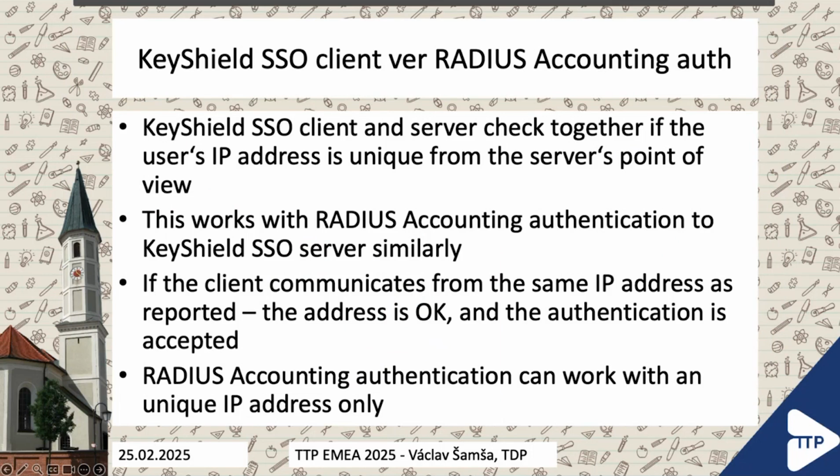KeyShieldSSO is taking care about the uniqueness of the IP address. So if the IP address is not unique, then it doesn't work. This protection is there from the beginning, so the IP address can really be used for authentication. With the latest KeyShield 8.6, there is an improvement, and I will mention it later.